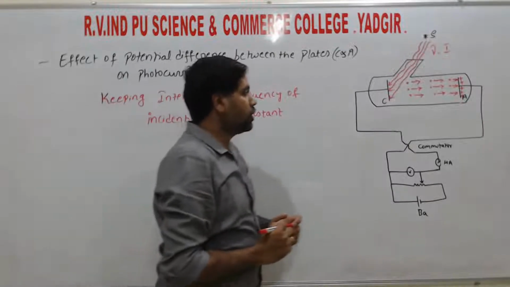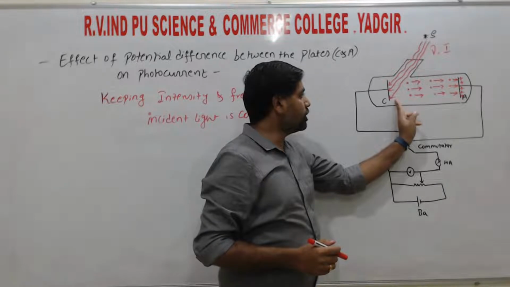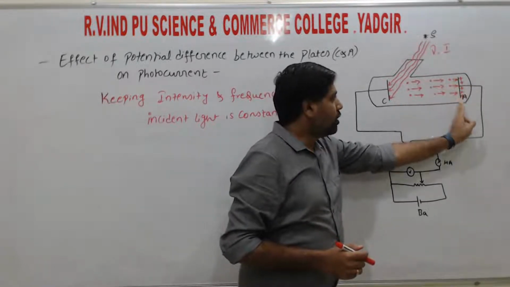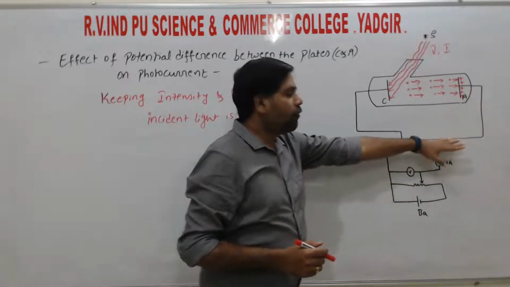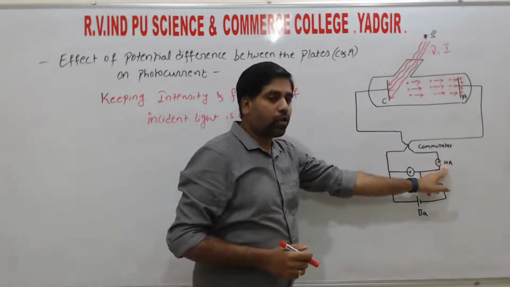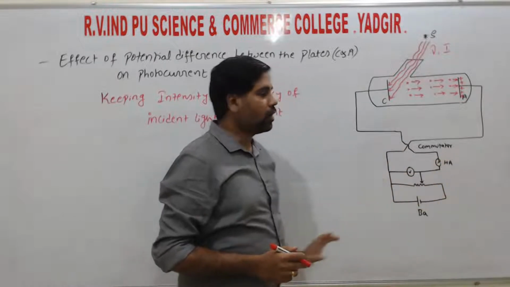Then we give the positive potential to the plate A. The electrons emitted from the photosensitive plate are attracted and collected by the plate A. Then the electrons move in the external circuit, and we get the photocurrent readings in the microammeter.